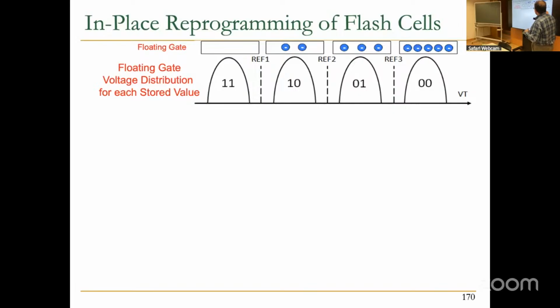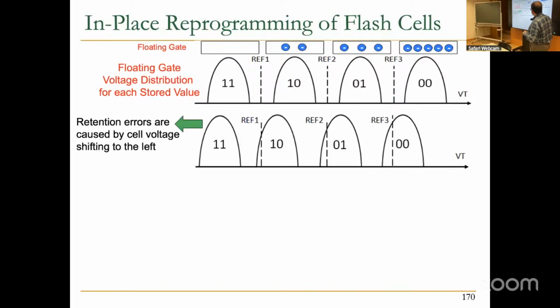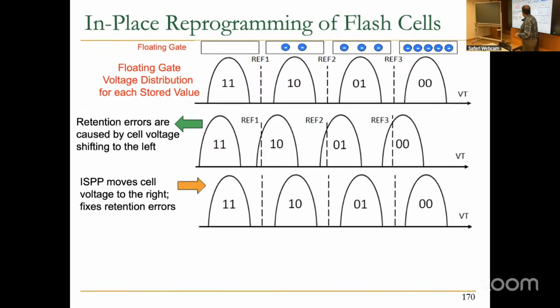After some time, retention errors are caused by cell voltage shifting to the left. So you're going to have this kind of distribution. You can do ISPP to move the cell voltage to the right, essentially. You do that ISPP a bit, and you need to be careful. But essentially, you do ISPP, then you read, and then you check ECC, and hopefully you should be able to fix the errors. After some time, you can see that I already fixed the problem. I refreshed in place.